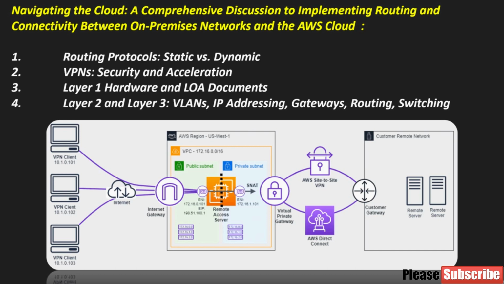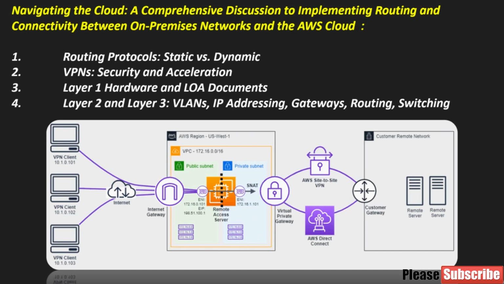The first point we need to talk about is routing protocols: static versus dynamic. As I told in an earlier lecture, routing is the backbone of network communication, so choosing the right routing protocol is very crucial. Static routing provides simplicity, while dynamic routing protocols like BGP, the Border Gateway Protocol, offer scalability and adaptability. The choice depends on the specific needs and complexity of your network.